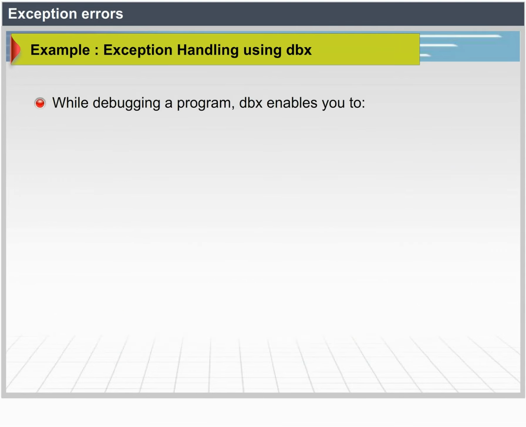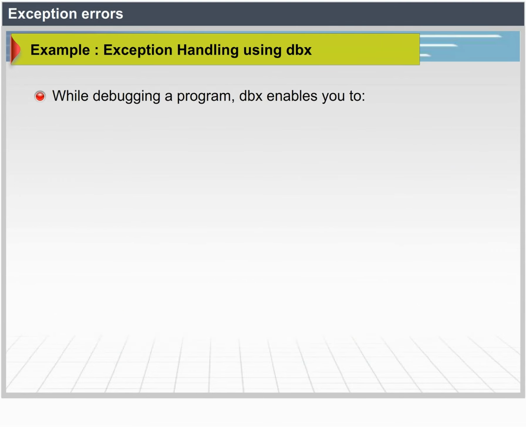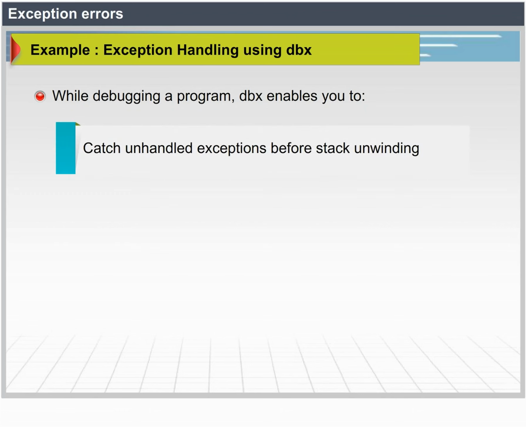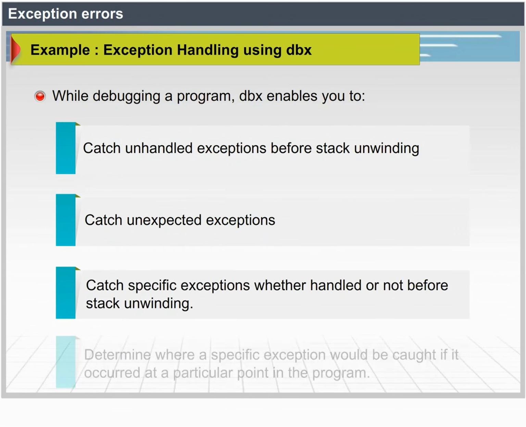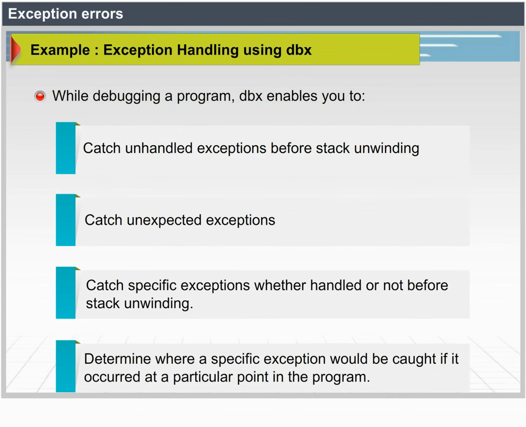While debugging a program, DBX enables you to catch unhandled exceptions before stack unwinding, catch unexpected exceptions, catch specific exceptions whether handled or not before stack unwinding, and determine where a specific exception would be caught if it occurred at a particular point in the program.